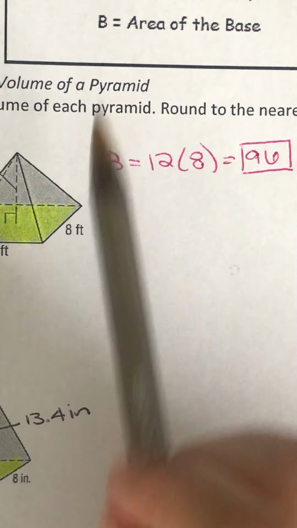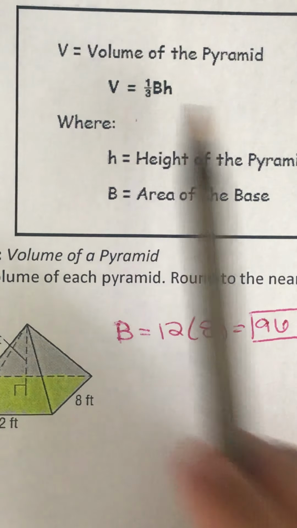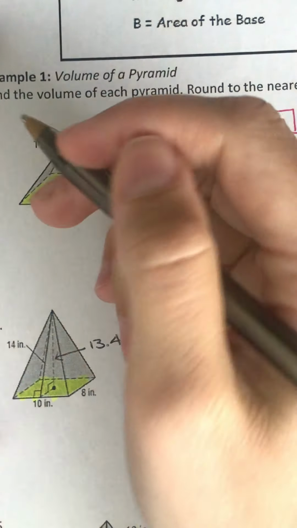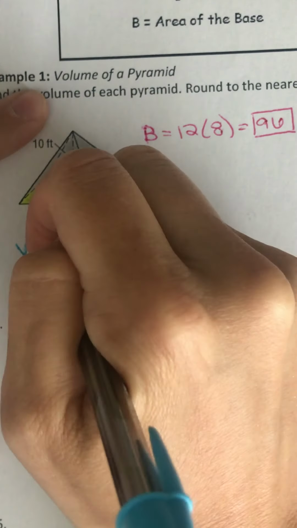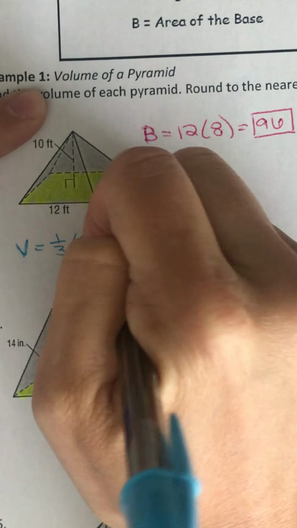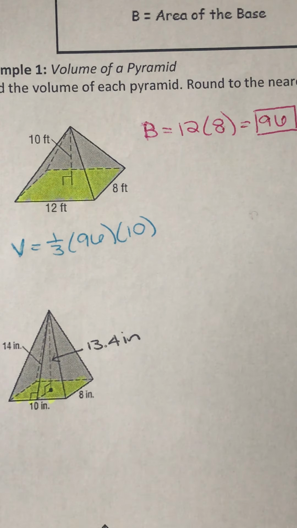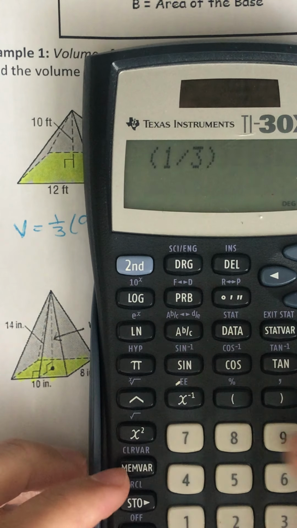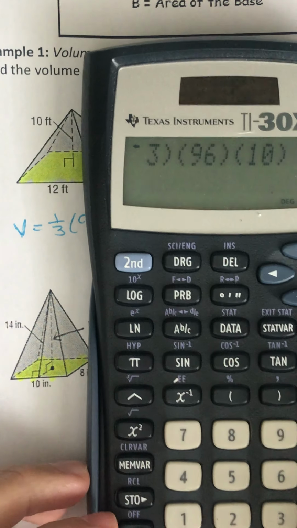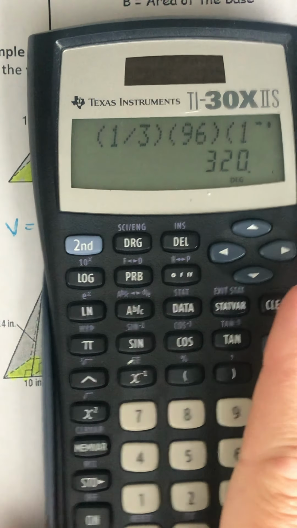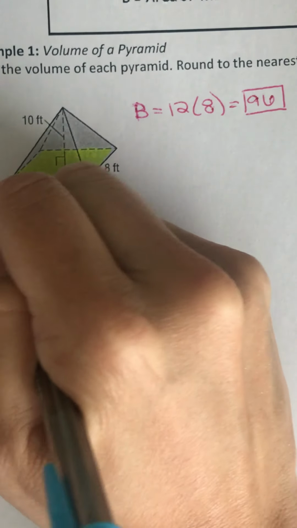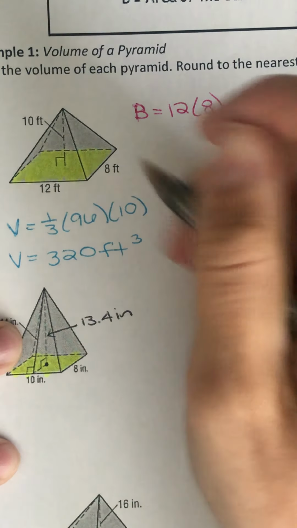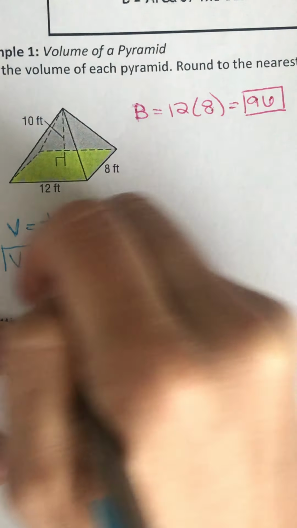So when I plug that into my formula, it's going to be 1/3 96 times my height, which is 10. To plug that into a calculator, just put in parentheses 1 divided by 3, 96, and 10, and you get 320. My units is feet, and since it's volume, it's going to be cubed.